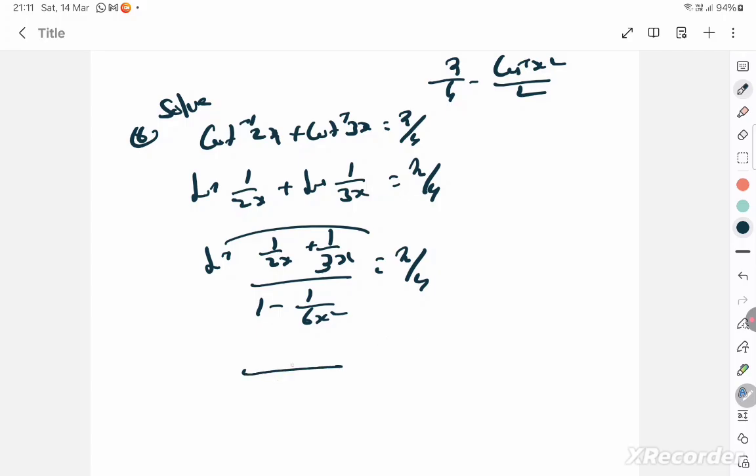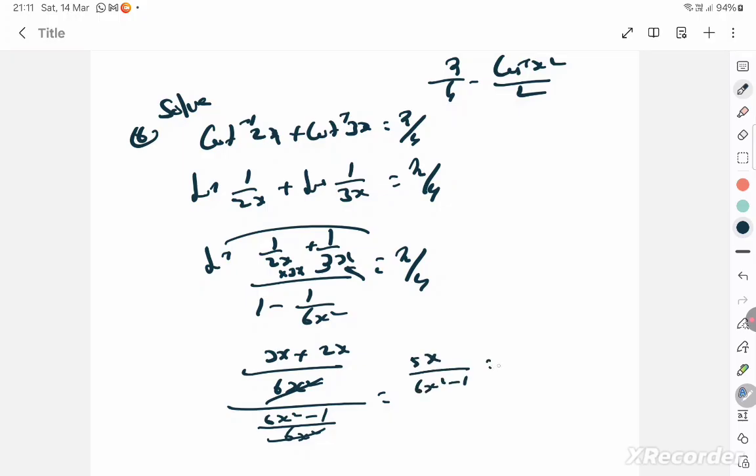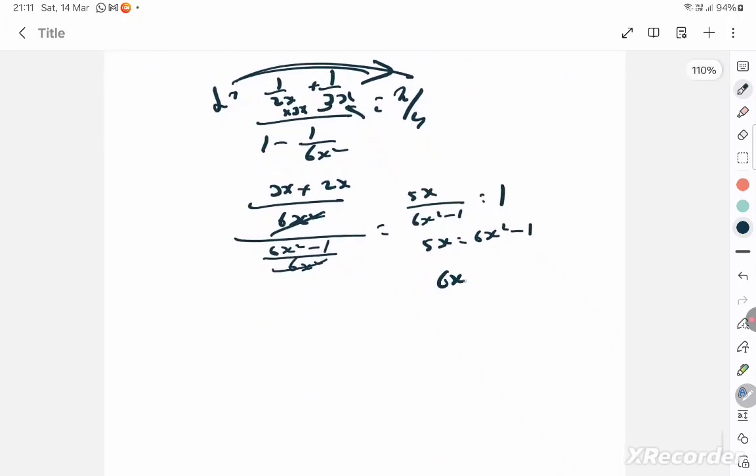So take LCM. Here it is 6. Keep this x square, it's okay. I know it's 6x only, but you can always keep it as multiplied and keep it as 6x square. So here you're going to multiply with 3x, and you're going to multiply this with 2x by 6x square, and here you have 6x square minus 1. This gets cancelled. So you have 5x by 6x square minus 1 is equal to tan pi by 4, which is 1. So 5x is equal to 6x square minus 1. 6x square minus 5x minus 1 is equal to 0.